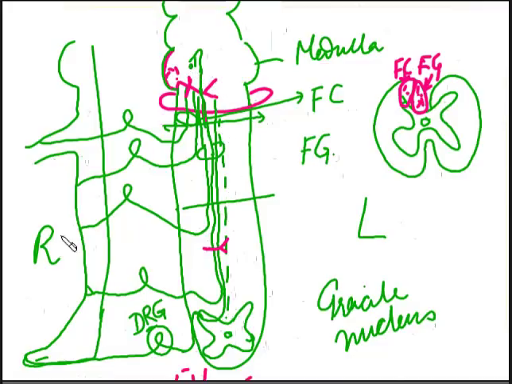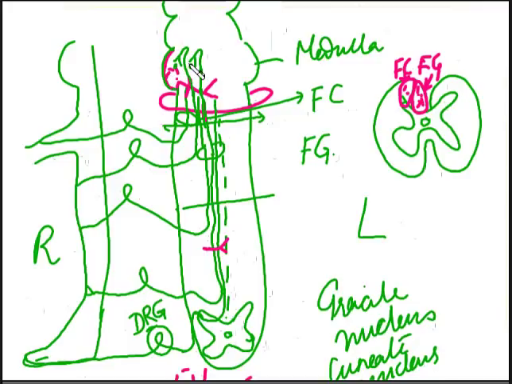This is for the lower limb and the lower trunk fibers. All of these will do the same thing. The upper limb and the upper trunk fibers also go up, and as they're going up, they synapse on another nucleus which lies close by, which is known as the cuneate nucleus. So now the second order neurons will begin from here.